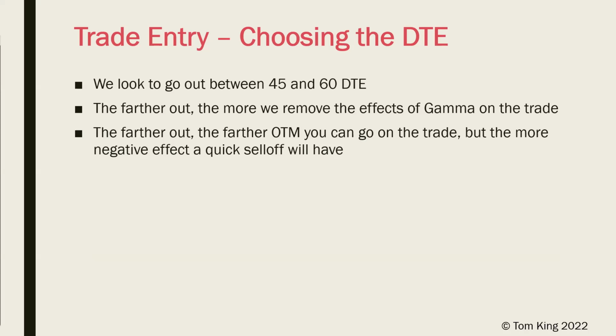And the farther out you go, the more you remove those effects of gamma. So again, 60 DTE, probably preferable to me now, but the original version of this, 45 DTE, still works really well. And the farther out of the money you can go, the more negative effect a quick sell-off can have on the trade. We're going to take a look at that as we go. So days to expiration, I'm looking at a 45 DTE.